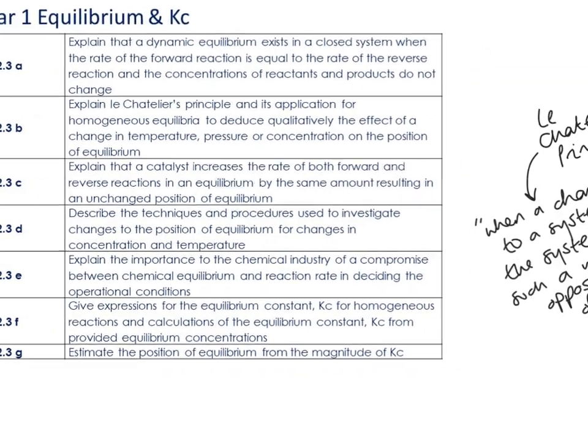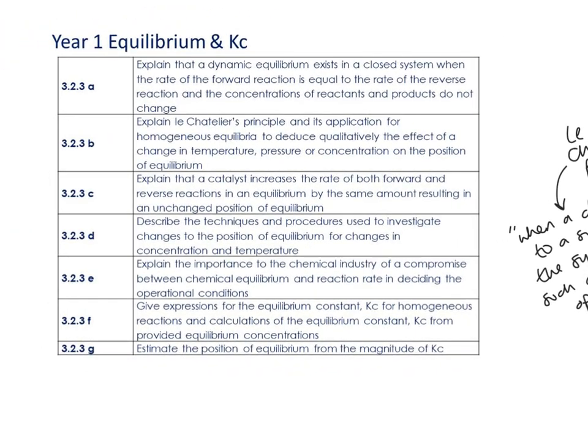So going back to our links here, we have explained Le Chatelier's principle, an application for homogeneous equilibria to deduce the effects of temperature, pressure, concentration on the position of equilibrium. Now, just a note, homogeneous equilibrium means the same state. Also, we've explained that catalyst increases the rate of both the forward and the reverse reactions in equilibrium by the same amount, resulting in an unchanged position of equilibrium. And this phrase is a good one to basically learn.